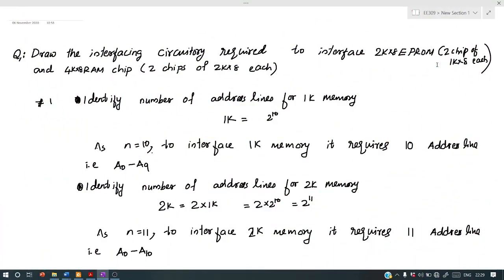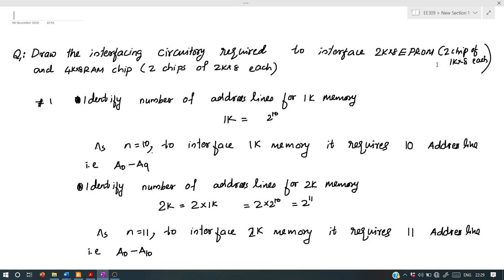In this video, we are going to see how to interface a memory, that is ROM or RAM memory chips, with 8085 microprocessor. For that, let's consider this example. Draw the interfacing circuit required to interface 2K into 8 EEPROM.